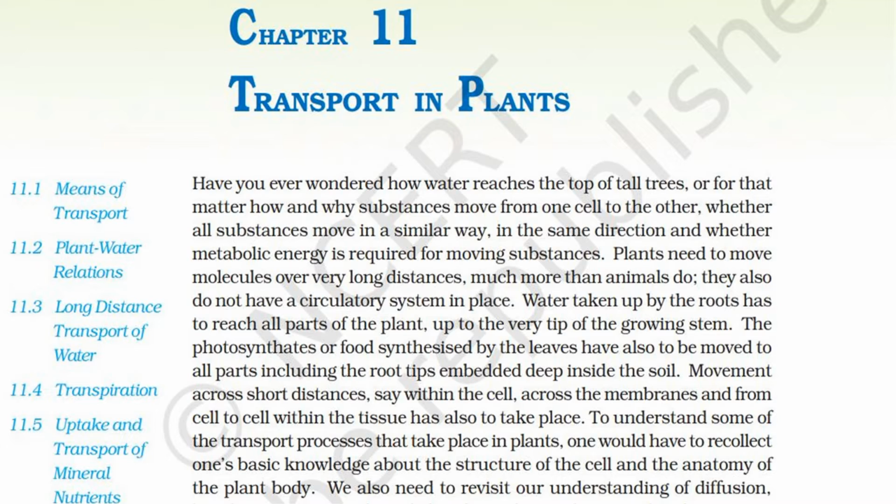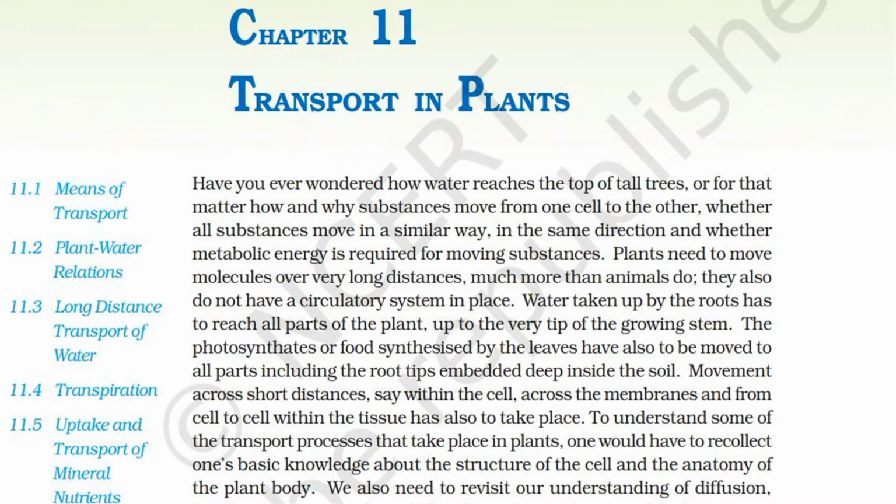They also do not have a circulatory system in place. Water taken up by the roots has to reach all parts of the plant, up to the very tip of the growing stem. The photosynthates or food synthesized by the leaves have also to be moved to all parts, including the root tips embedded deep inside the soil.